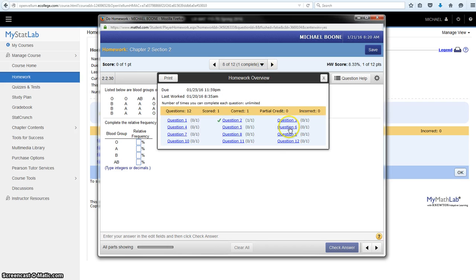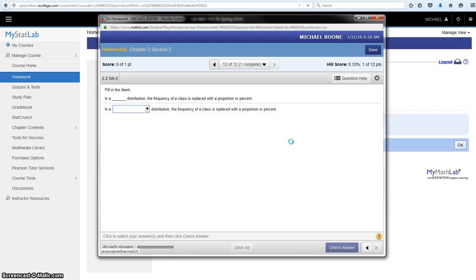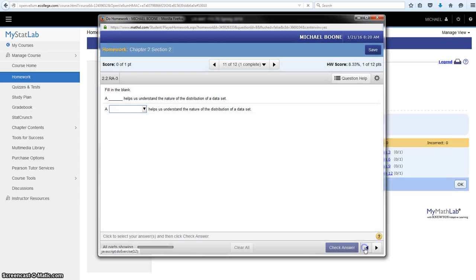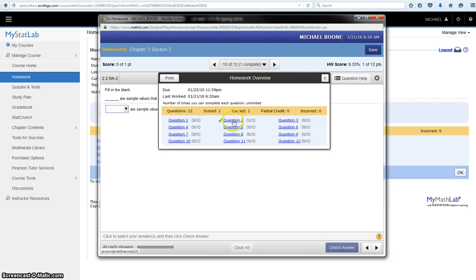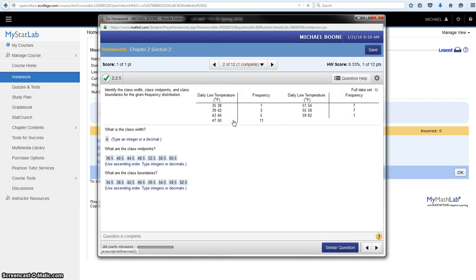The other one that I wanted to look at, I think, was number 12 from Section 2. And it's totally not 12. I know what number 8 was. I think some of the ones in the beginning, maybe it was number 2. Finding the class width, midpoints, and boundaries. So this is one I've already done.